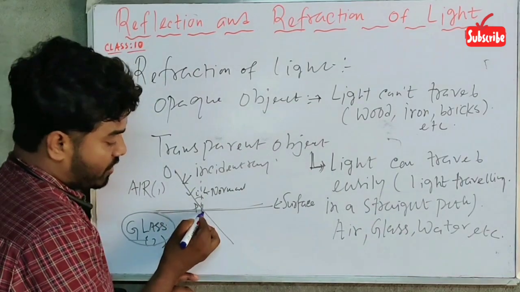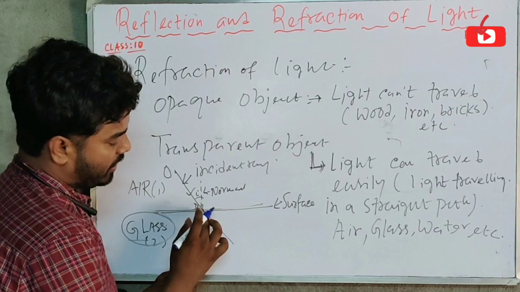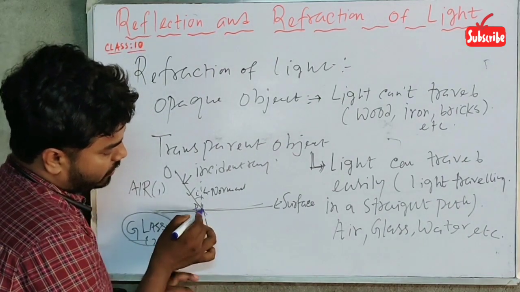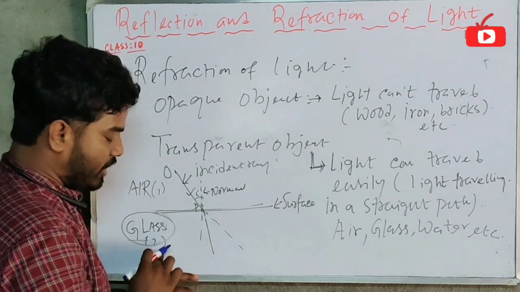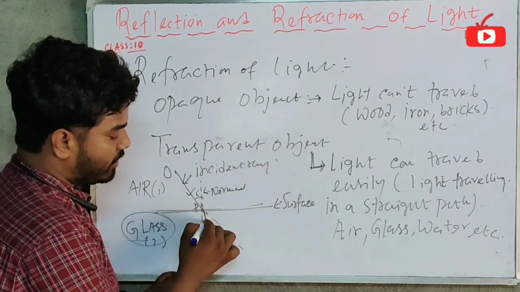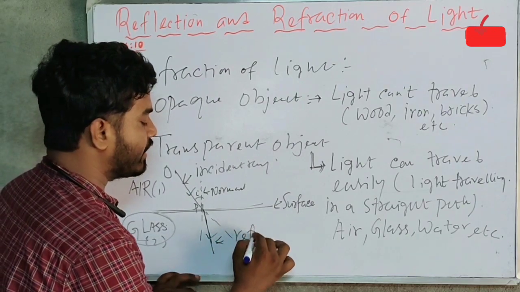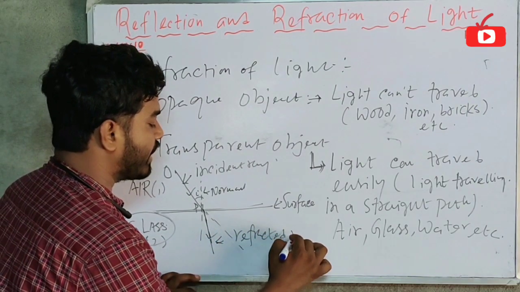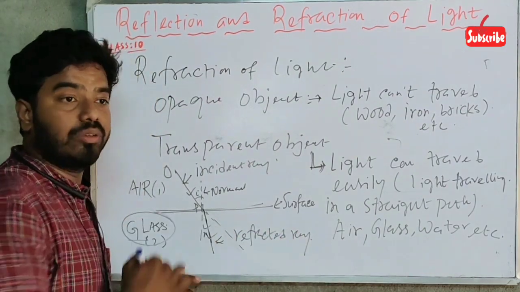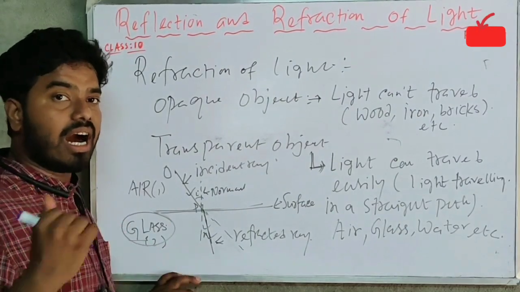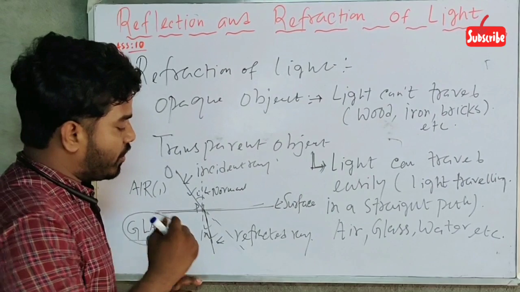Here light bends like this. If there is no change of medium, light travels this way. As there is a change of medium, light bends like this. So this is the refracted ray, and this angle is called the refracted angle, which is denoted by the symbol r. Clear? In this case, what happened?